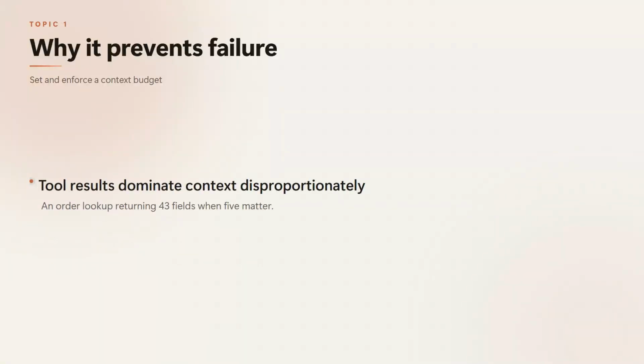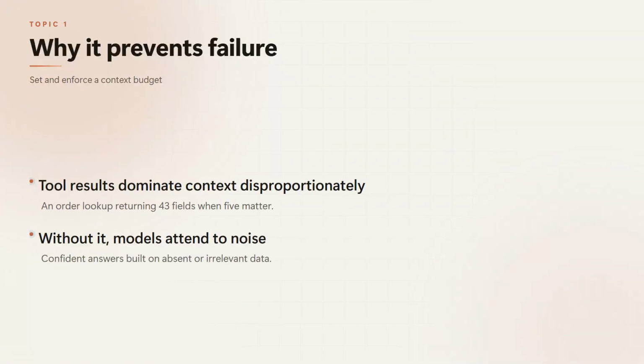Without a context budget, tool results accumulate disproportionately to their relevance. An order lookup returns 43 fields, a returns conversation needs 5. The model pays attention to all of it, and by the time you realize the window is full, the useful detail is buried under 38 fields nobody read. In production, that means confident answers built on absent data. The model hallucinates against the noise because it never saw the signal clearly. The cost is support tickets that look plausible but are wrong, eroding trust and requiring human rework.